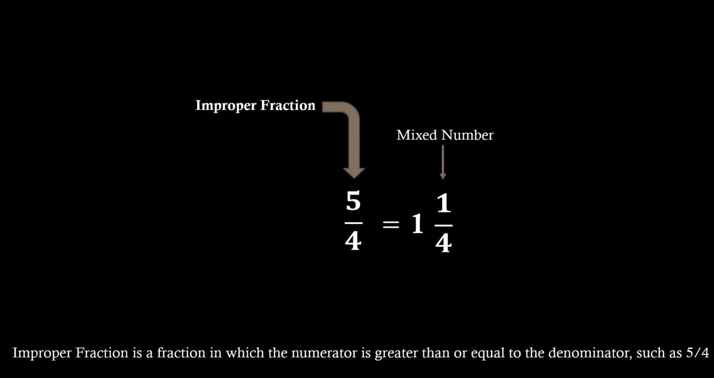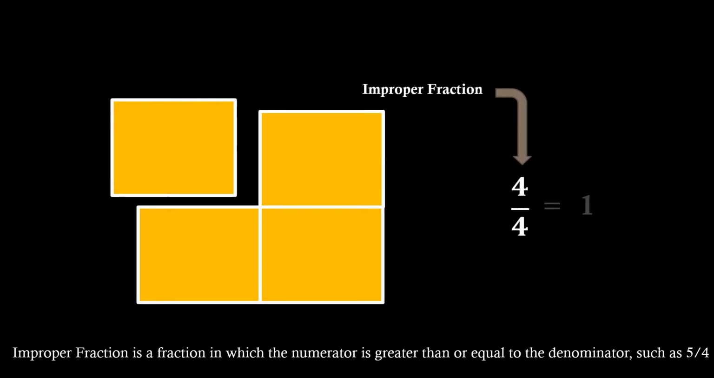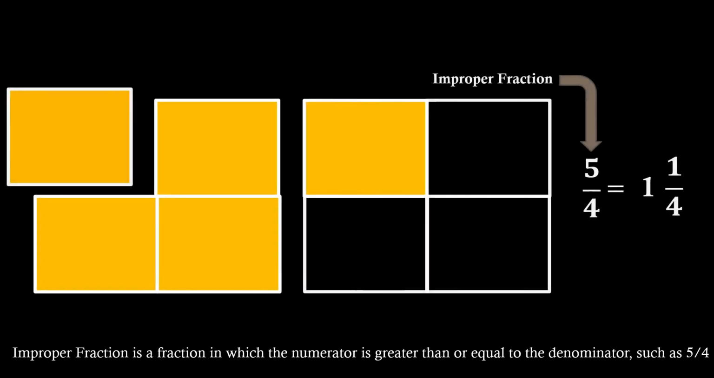And a mixed number for 5 over 4 is a more useful way of looking at improper fractions if we want to visualize things. So now that we know what an improper fraction is, we can say that 4 over 4, which is equal to 1, is an improper fraction because the numerator is equal to the denominator. If we visualize 5 over 4, it would look like this.